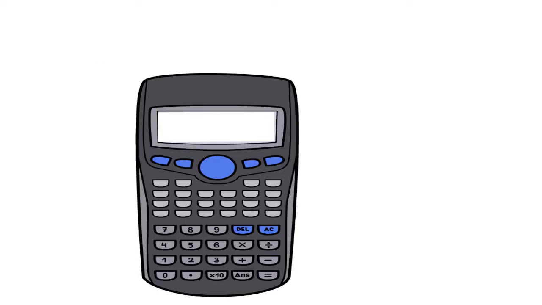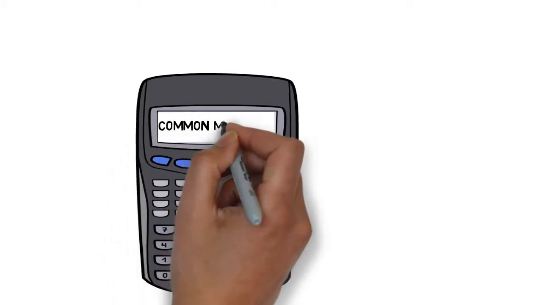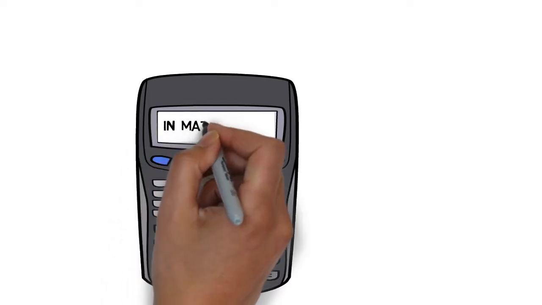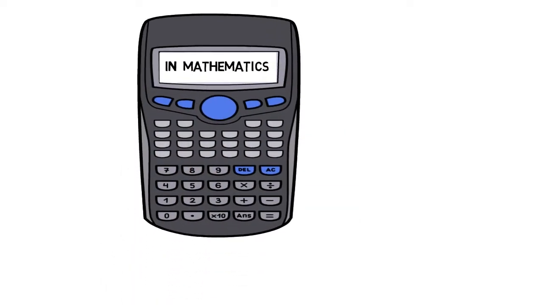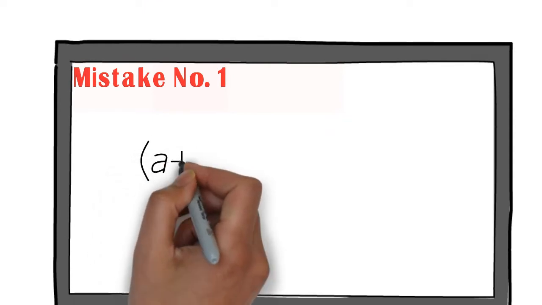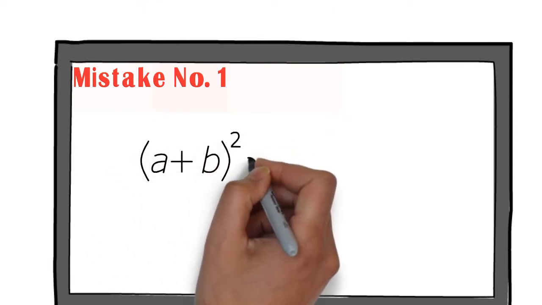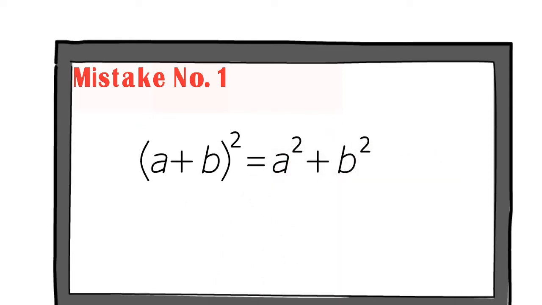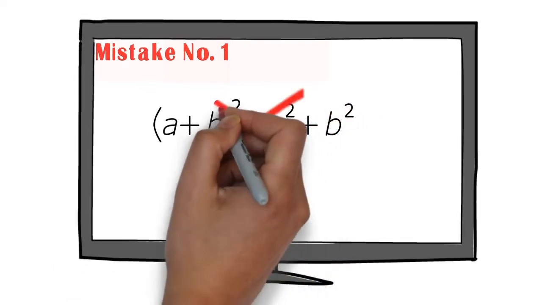In the light of this, I'll be looking at common mistakes students make in mathematics. Now, let's look at common mistake number one. This is in algebra. The student assumes that a plus b raised to power 2 equals a square plus b square. I see this all the time. They make this mistake all the time. This is clearly incorrect.